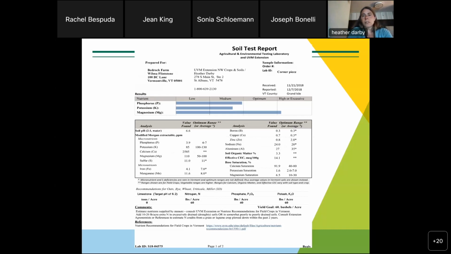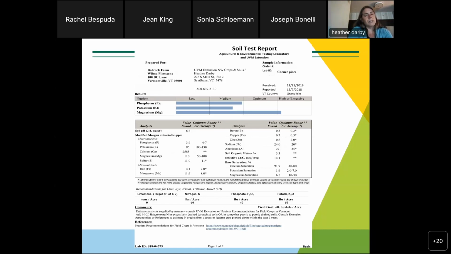Most of the states in New England have soil test labs, or they utilize soil test labs that are available in the region. As an example, UVM no longer does their own soil test analysis in-house. They actually send their samples out to the University of Maine. And I know other schools have consolidated like that as well.